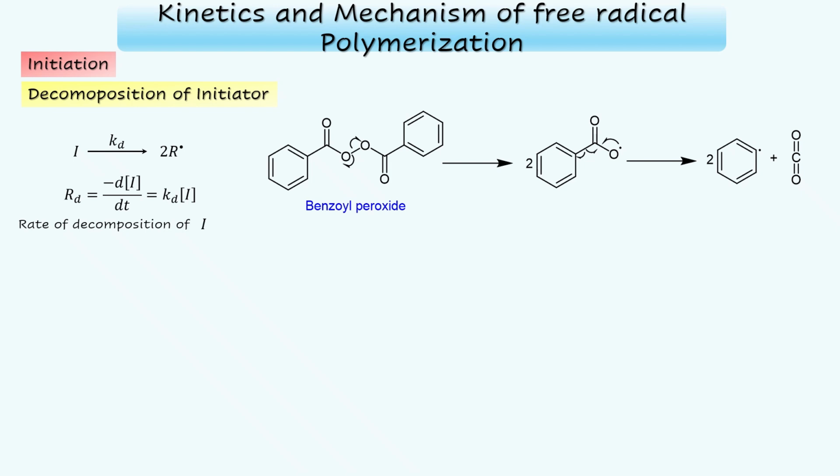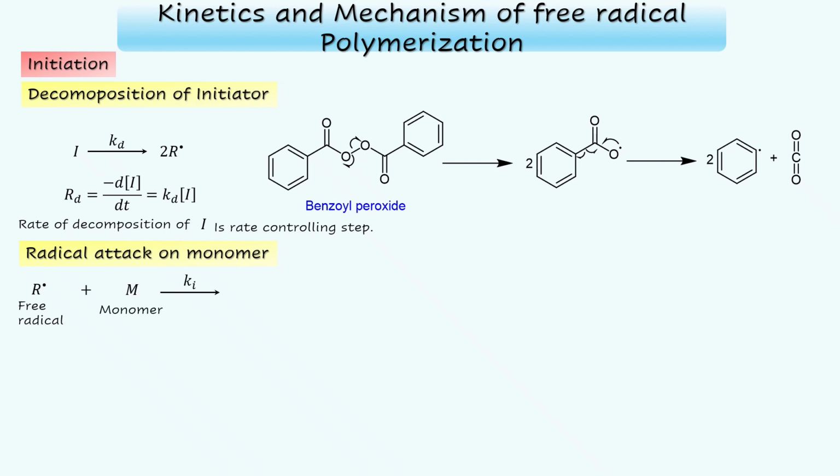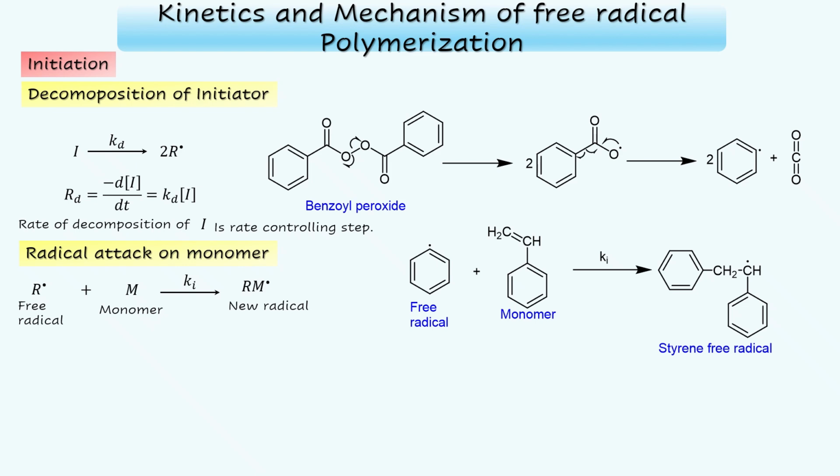In the chain initiation step, the free radical obtained from the decomposition attacks the double bond of the monomer to initiate the polymerization. For example, the phenyl radical attacks a styrene molecule to produce a styrene free radical. The rate expression for this initiation step is given by the rate of change in concentration of the RM radical, which is equal to the initiation rate constant Ki multiplied by the concentration of the R radical and the concentration of the monomer. The overall rate of initiation is described by Ri equal to 2fkd[I].